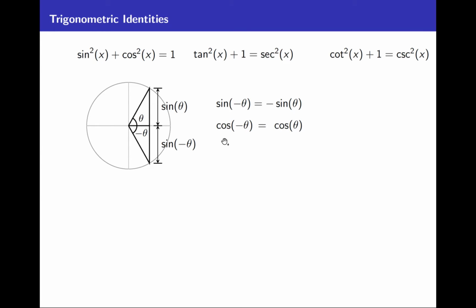Finally, tangent. Tangent is sine divided by cosine. So tangent of negative theta would be sine of negative theta divided by cosine of negative theta, which would be negative sine of theta over cosine theta. That's negative tangent theta. So tangent of negative theta equals negative tangent of theta. So remember these three identities. They can be useful.